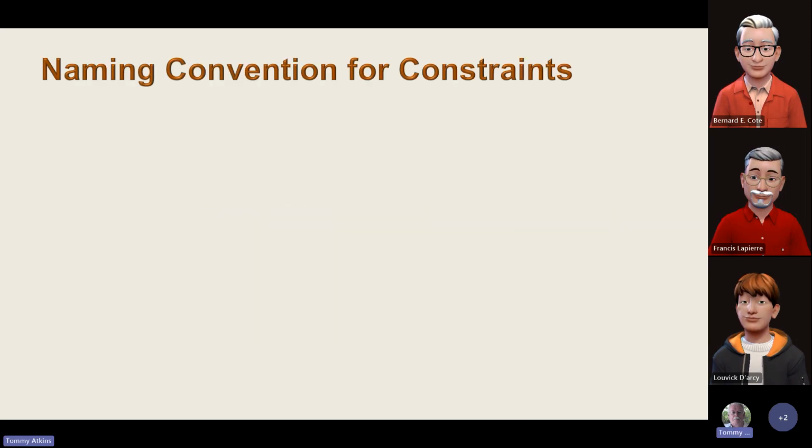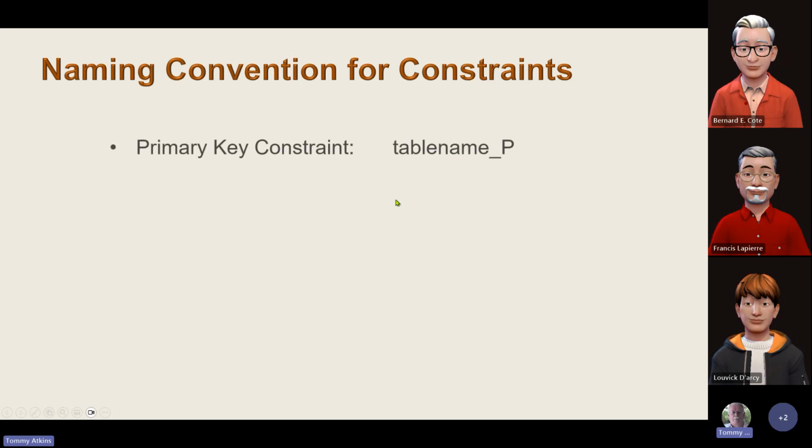I have a naming convention for constraints because I like to know quickly and easily where they are and where they're coming from. The first one, primary key constraint. I use a table name, and because you can only have one primary key, underbar P, that's my primary key name. Now you say name for a constraint. Why do I name a constraint?